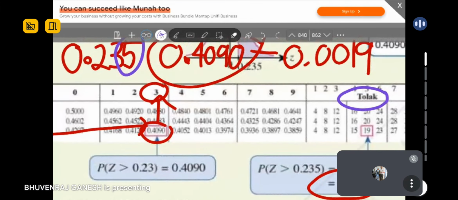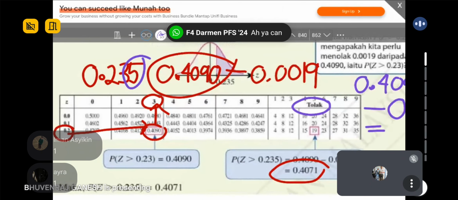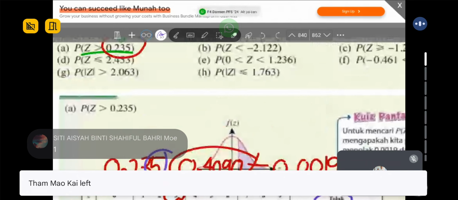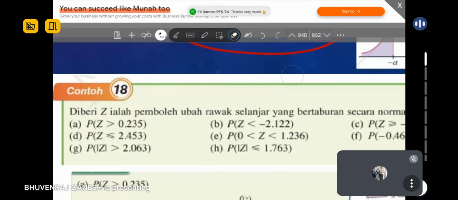So this is the most important step, guys. In normal distribution, you will use this all the time. Setiap kali akan guna langkah ni. So you must be very clear on the table. Okay, so this is for part A. Next step, next question.